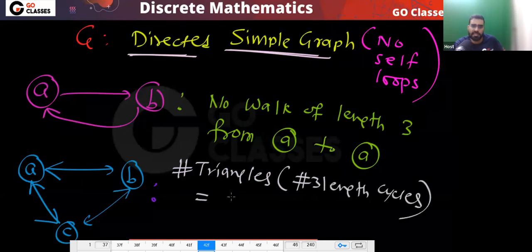So how many three length cycles are there? There are two three length cycles. We have a total of two three length cycles. One is this and another is this. Now you can easily see that.